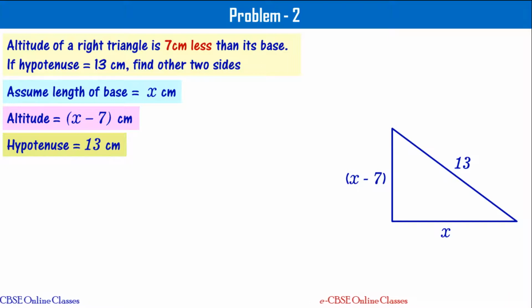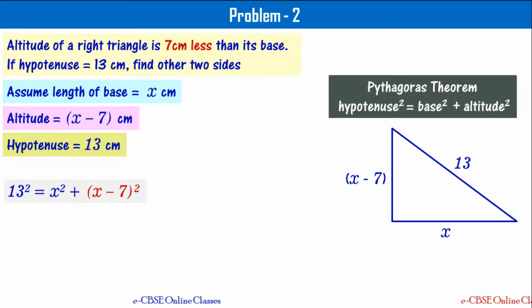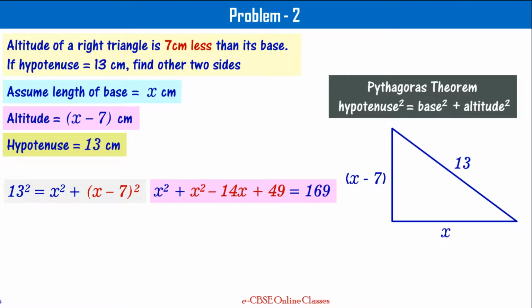If you draw a triangle with all the given values, then you get a right triangle like this. And we know that Pythagoras theorem suggests that square of hypotenuse is equal to sum of squares of other two sides, right? Let's write now 13 square is equal to x square plus x minus 7 whole square. We know that x minus 7 whole square can be written as x square minus 14x plus 49, right? So the total equation is going to be x square plus x square minus 14x plus 49 equal to 169.